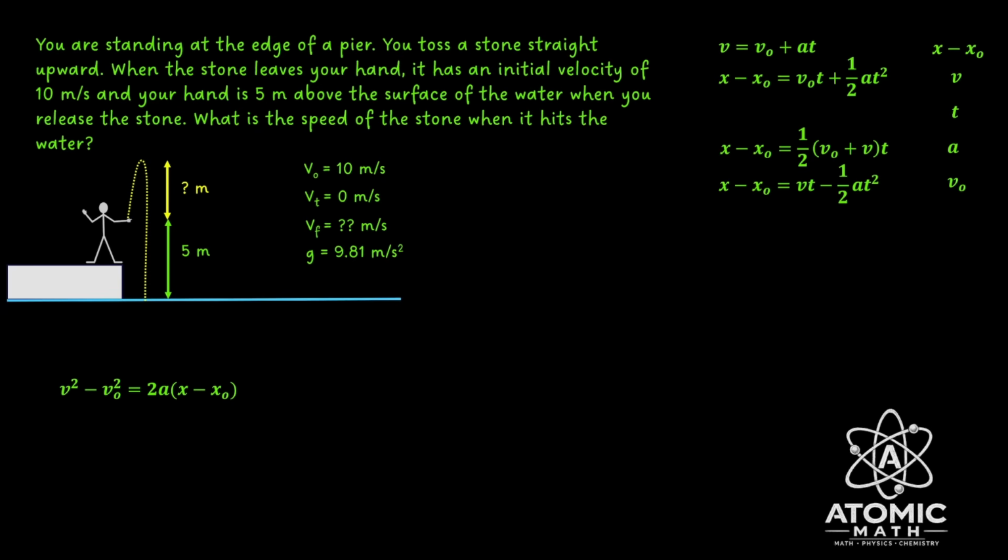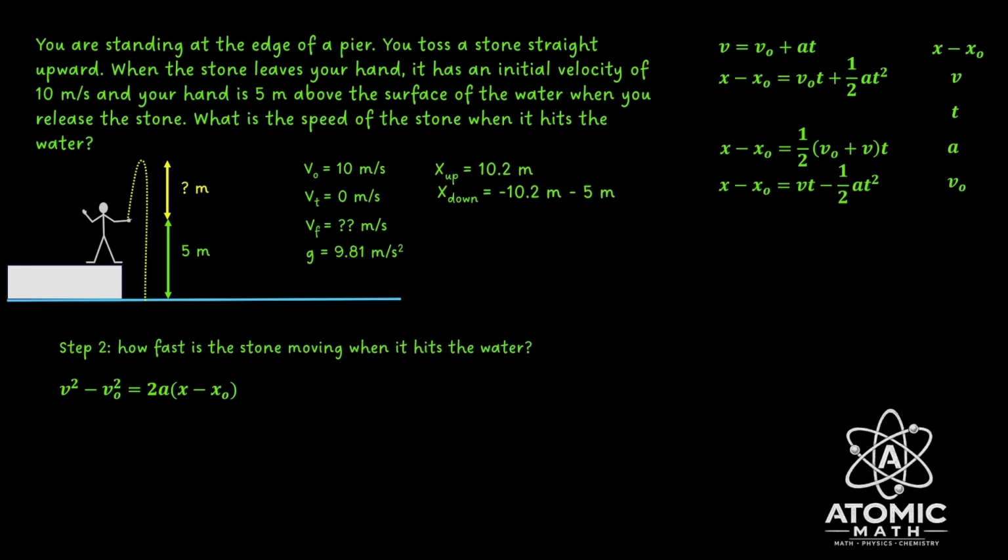So now we know that our up is 10.2 meters, which means our down must be minus 10.2 meters minus another 5 meters. So now we have enough information to solve the second part of the problem. How fast is the stone moving when it hits the water? So we're going to use the same equation, and we're going to solve for our final velocity. So we'll rearrange this to solve for that. And because this is at the moment when it stops going up and starts going down, the initial velocity is 0. So we can actually ignore that last term.